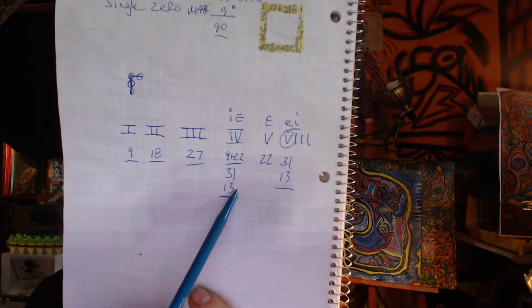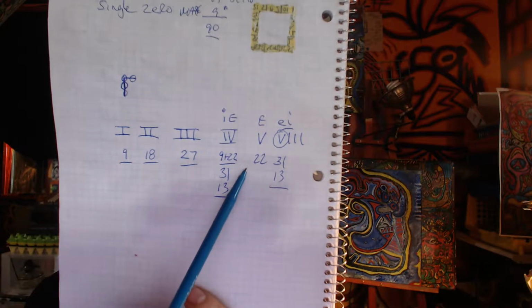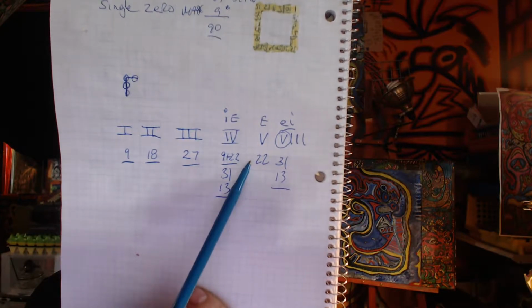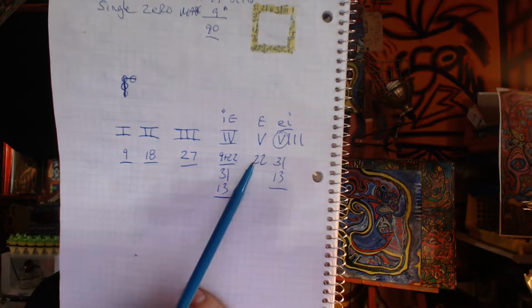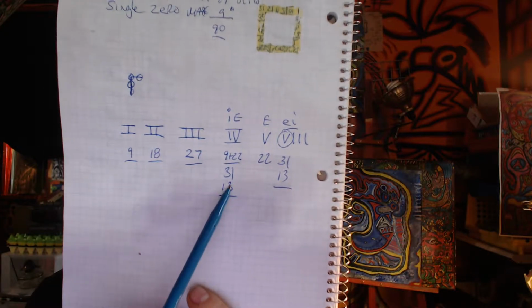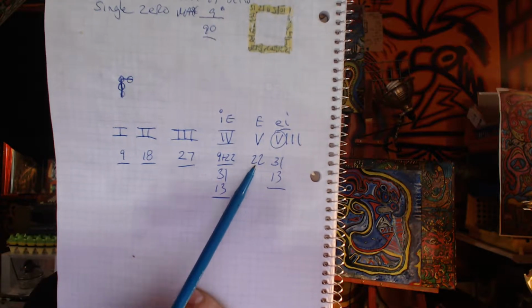1 and 3 is 4. We have 5, 6, 7, 8, 9, right? Then we have 1, 2, 3. So we have 4 all the way up till 3.